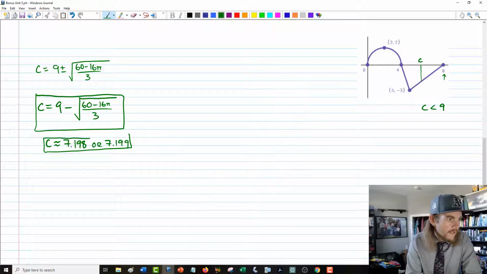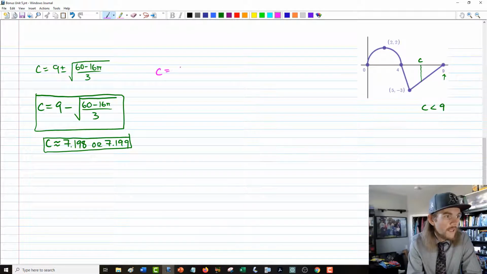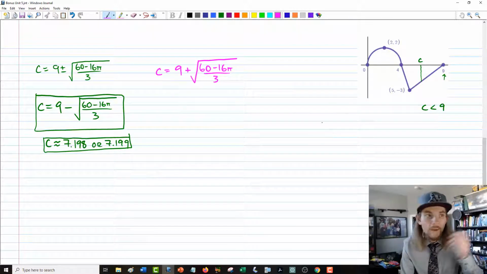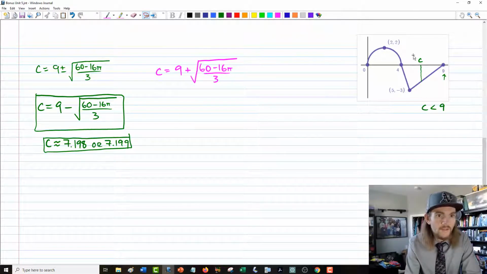Now, having said that, in addition to the answer, there is the question of what in the heck we are getting when we get that 9 plus the square root of 60 minus 16 pi over 3. What does that represent? And the answer is actually something sort of interesting. So let's pretend that that's our value right there. I guess technically c is a little bit closer over here. Let's see if that'll work. So let's go with that. There's our c value that we found.